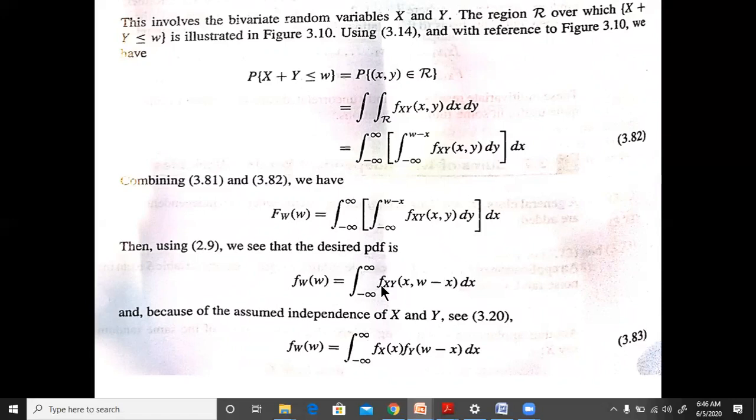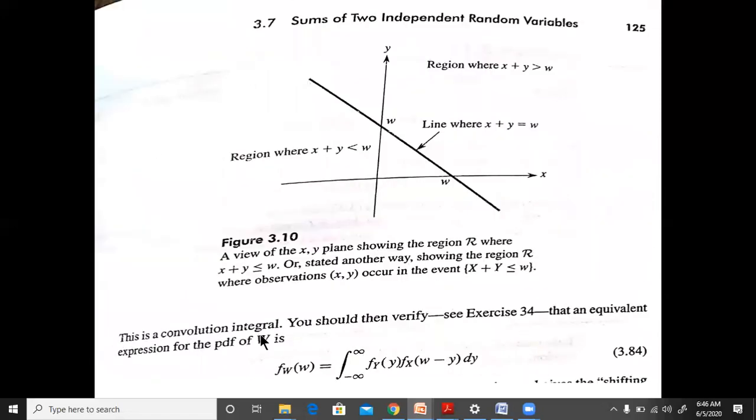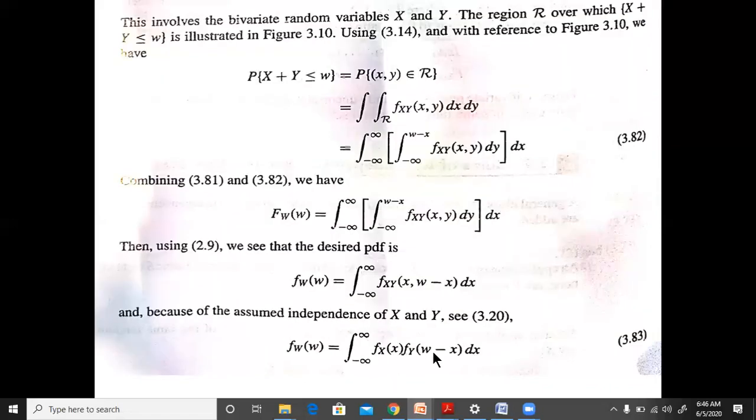And this is nothing but, because x and y are independent, you can just write f_X(x) f_Y(w minus x) dx. And this is clearly what is known as the convolution integral. So this is the convolution integral, and then also we see that you can just replace the x and y variable. There we had f_X(x) f_Y(w minus x).